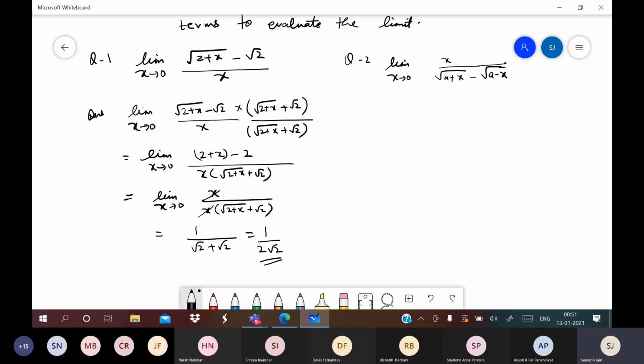Yes, anyone? Second question. See, it is easy. Rationalization is simple. Why are you taking so much time? Just tell me what you are getting. So root a. Yeah, root a is correct. Good. You should answer, no.